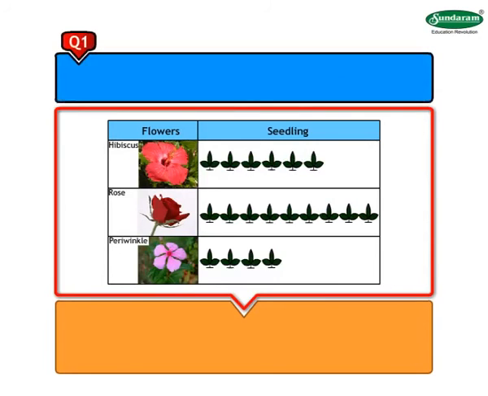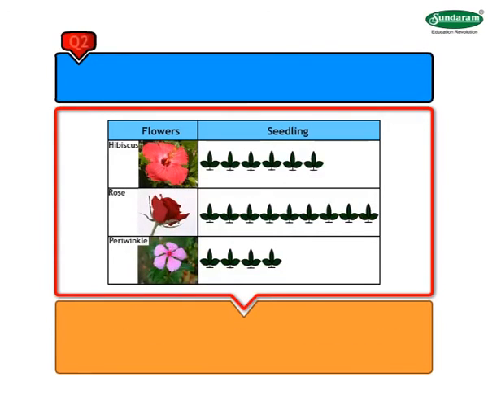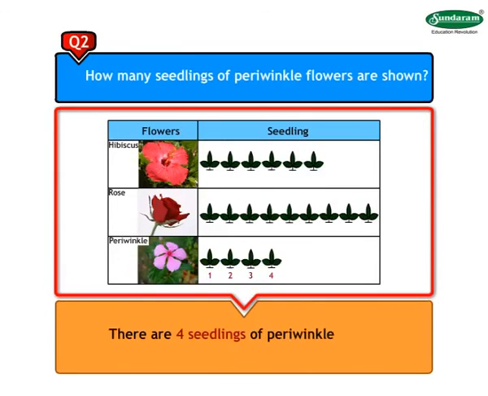Question 1. Which are the types of flowers shown in the table? Answer. In the table we can see hibiscus, rose and periwinkle flowers. Question 2. How many seedlings of periwinkle flowers are shown? Answer. There are 4 seedlings of periwinkle shown.